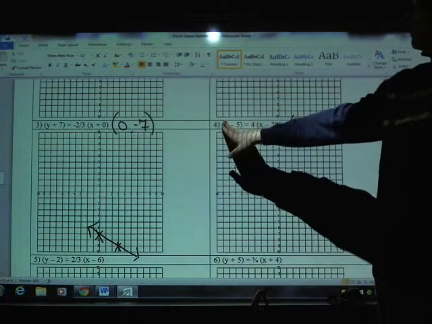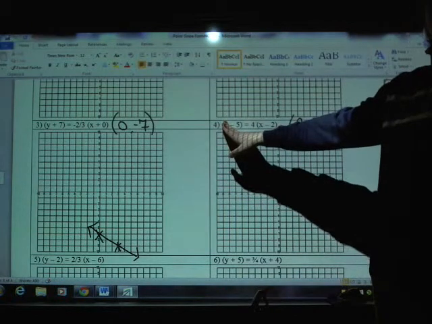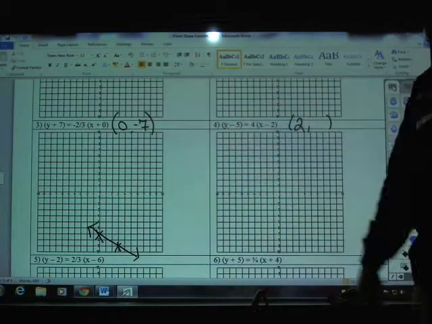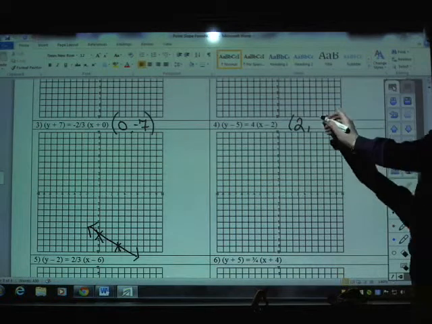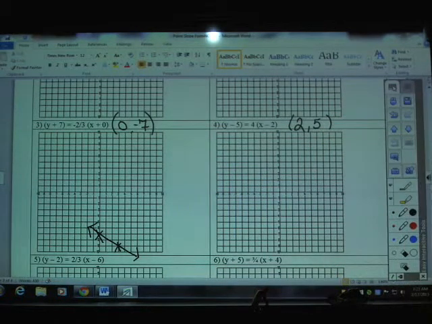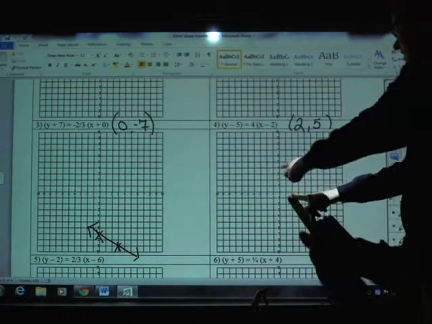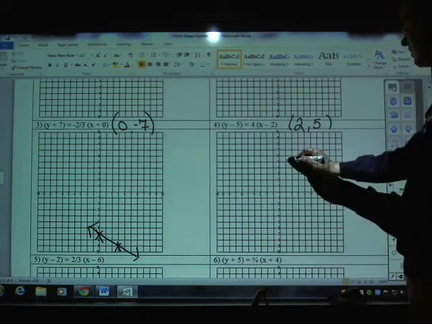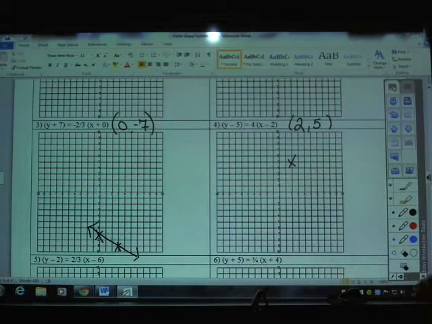Looking at the y block, that's where I find my y information. It looks like that says negative 5. So I'm going to plot its opposite, which is positive 5. So I'm going to put a dot at 2, 5. So 2 on the x-axis, 5 on the y-axis, pulled together, they meet right there.